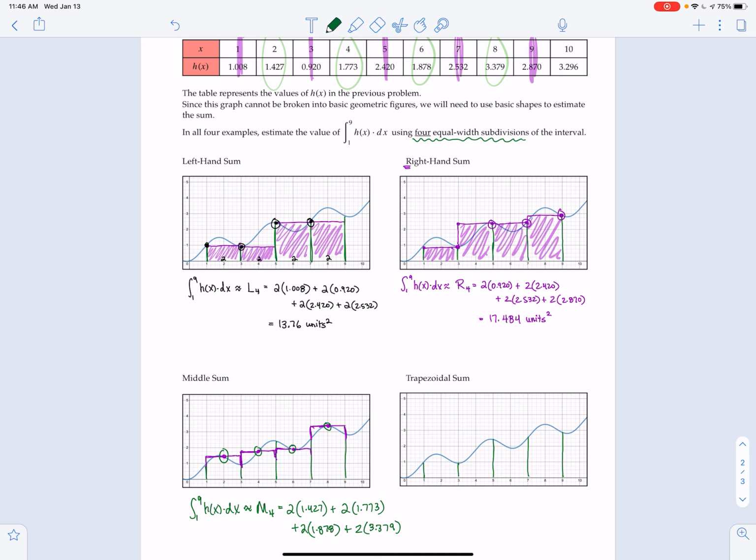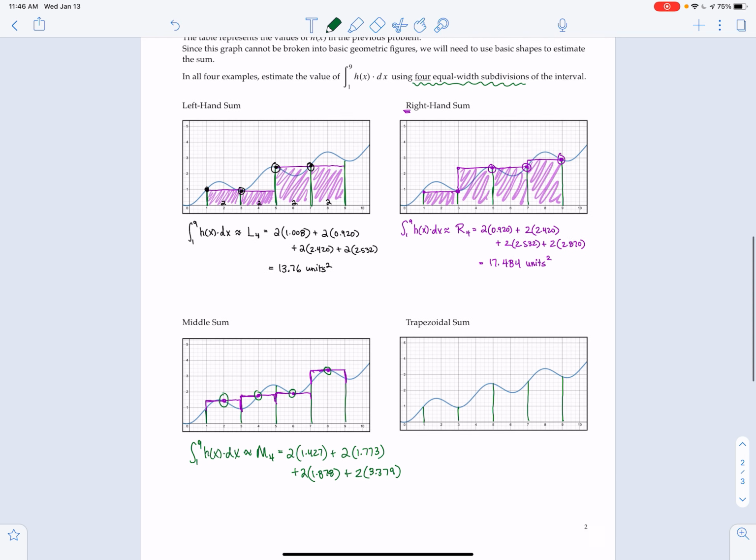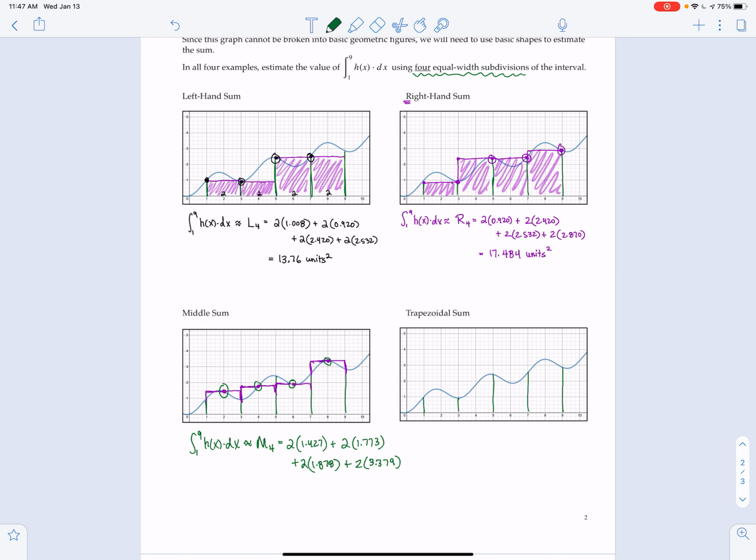Two times 3.379. And here, my M4 becomes 16.914 units squared. And again, I'm leaving it up to you to determine which one you think is more accurate, but you will see, because we are only using 4 rectangles, it is certainly not perfect.